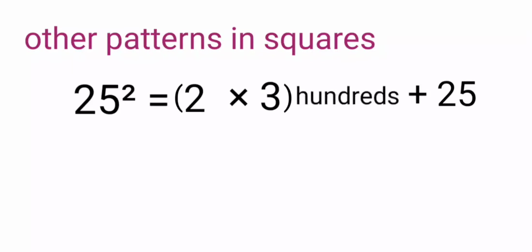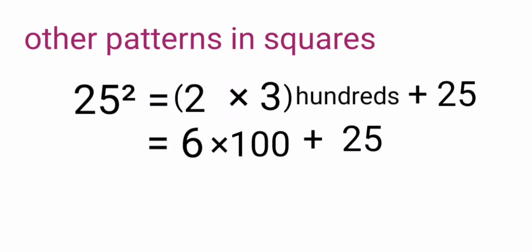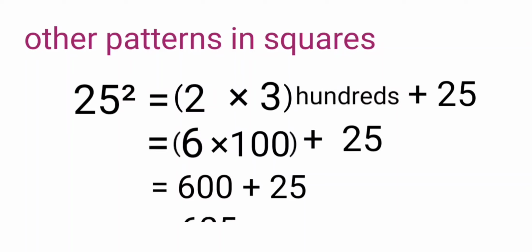So 2 into 3 into 100. This is the pattern. So 2 into 3 is 6, 6 into 100 is 600, plus 25 is 625. The addition of all this is 625. So this is the pattern when the unit digit is 5, we can find its square.